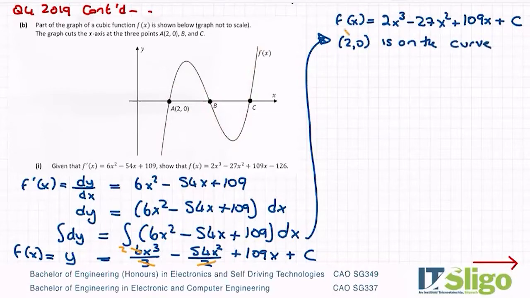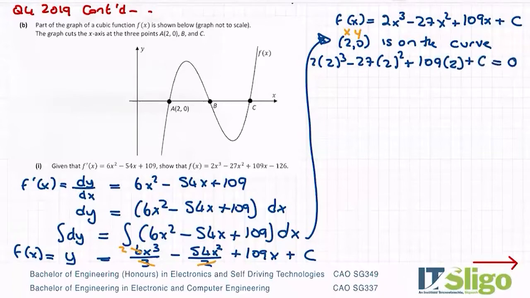Okay, so if it's on the curve, it satisfies the function. So I'm labeling it x, y, and I'm going to sub them in. So I'm just going to sub 2 in for my x's, and then of course it's equal to the y value, which is 0 in this case. So I have 2 times 2 cubed minus 27 times 2 squared plus 109 times 2 plus c, and it's equal to 0. Okay, so let me just put that into a calculator.